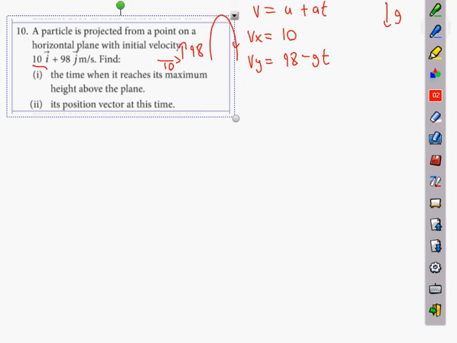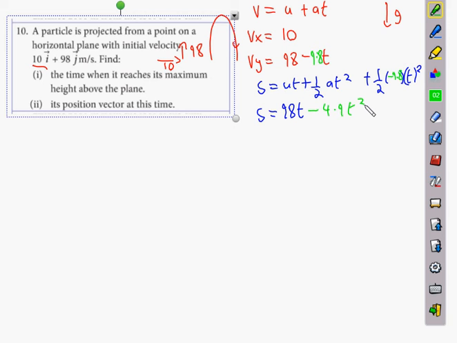Next thing then is you go to your S equations. S equals UT plus a half AT squared. Sy therefore is 98T, and then A, it's going to be plus a half times minus G times T squared. What we might as well do right away is change the G's to 9.8, because we're probably going to need them. So change this G to minus 9.8, and then it's going to be minus 4.9 T squared.